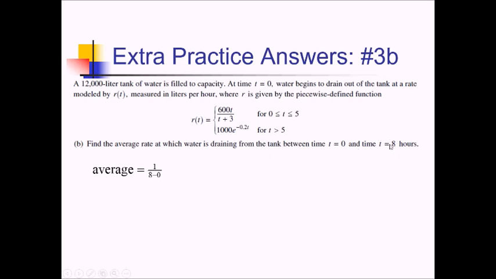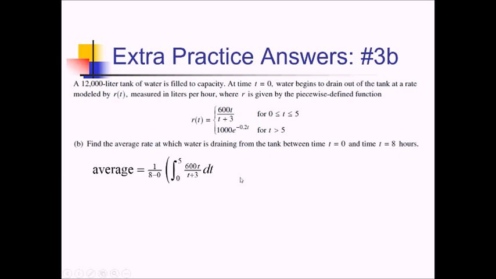There's just one problem with doing that. R is not the same function all the way from 0 to 8. About t equals 5, we're switching from one function to a completely different function. And we've already shown this is not a continuous function, so we shouldn't assume that we can use just one rule to integrate this entire thing. But that's all right. We're just going to split this up into two different integrals. So I'm going to have the integral from 0 to 5 of 600t over t plus 3 with a dt there.